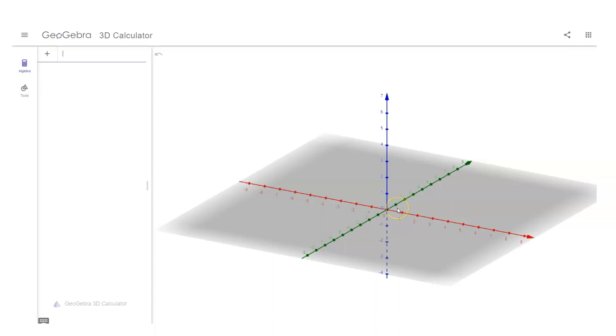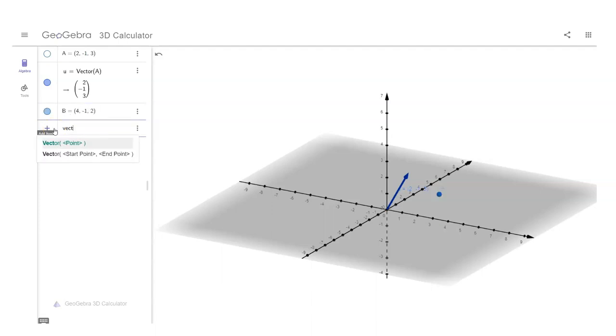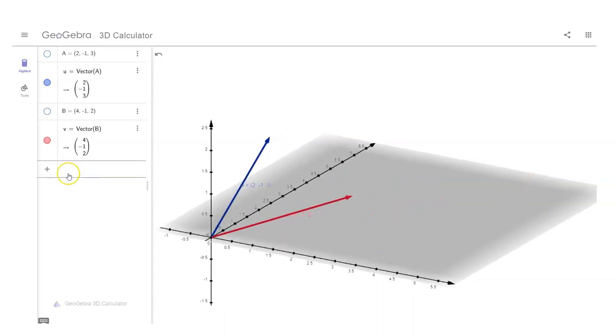We will now plot our vectors in this 3D calculator. So first, I will plot my point 2, negative 1, 3. I will form a vector A. That's my U. Let me just hide my A there so that only U will appear. For the vector V, I have to plot 4, negative 1, 2, and form a vector with that endpoint. Let me just hide my B there. Let's move in closer.